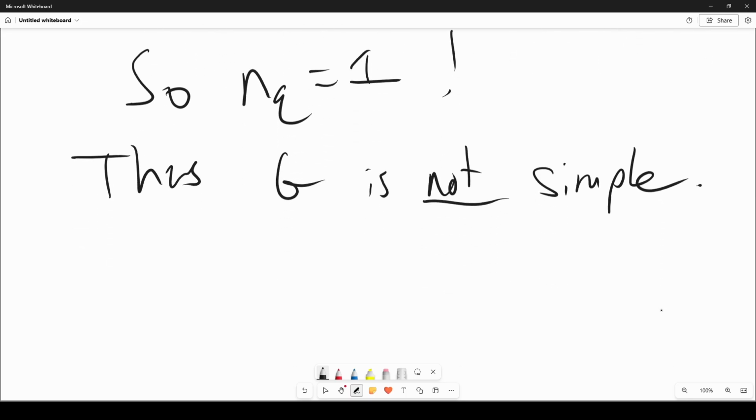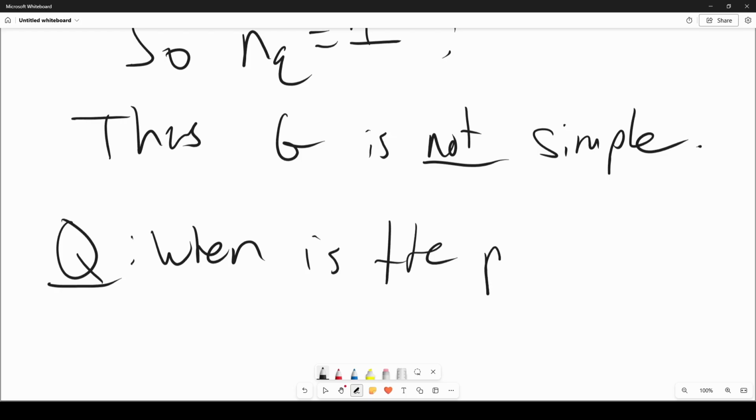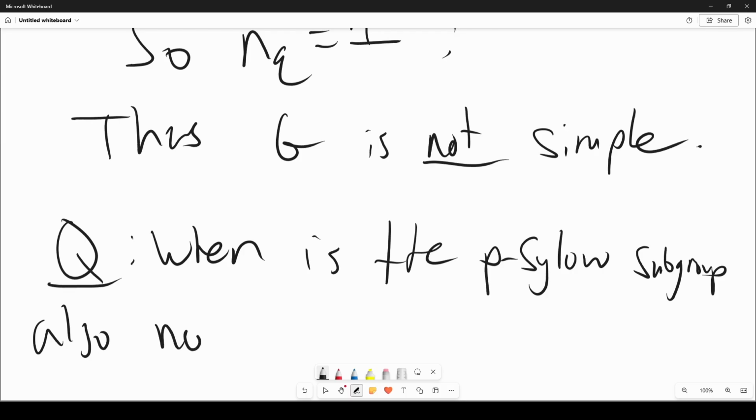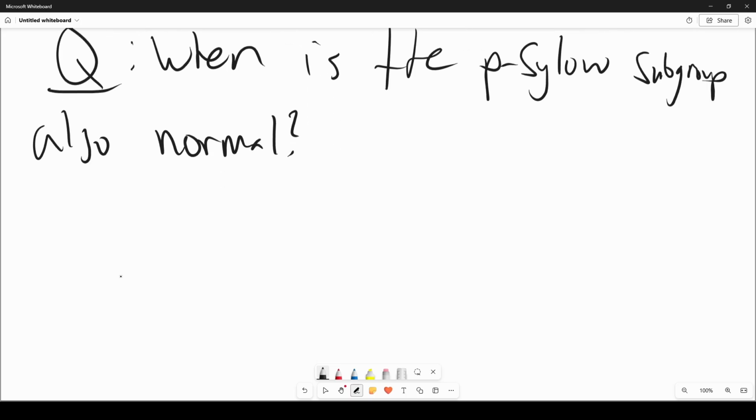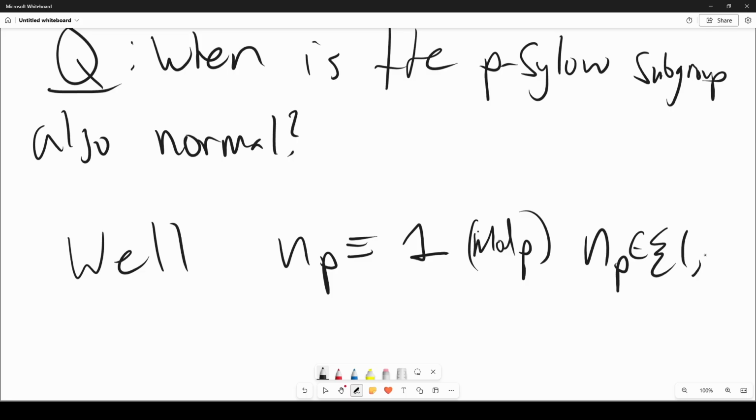You might have thought that was a little too easy, so let's make it a little bit harder and ask, when is the P Sylow subgroup also normal? Well, let's see. We get that N_P is equivalent to 1 mod P, and N_P has to be either 1 or Q, because remember that P and Q are both prime.